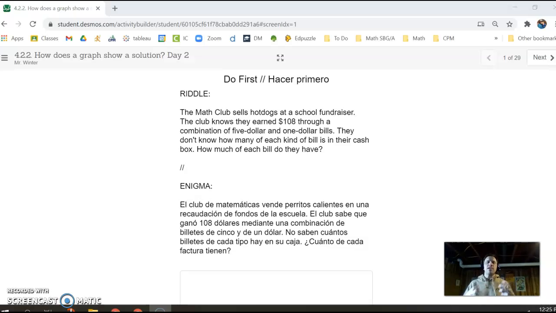You have $108 earned through $5 bills and $1 bills. So what are the possible ways that you could have $5 bills and $1 bills to get to 108? All right, so think about that question. Take a moment, hit pause, and type in some of your ideas here.